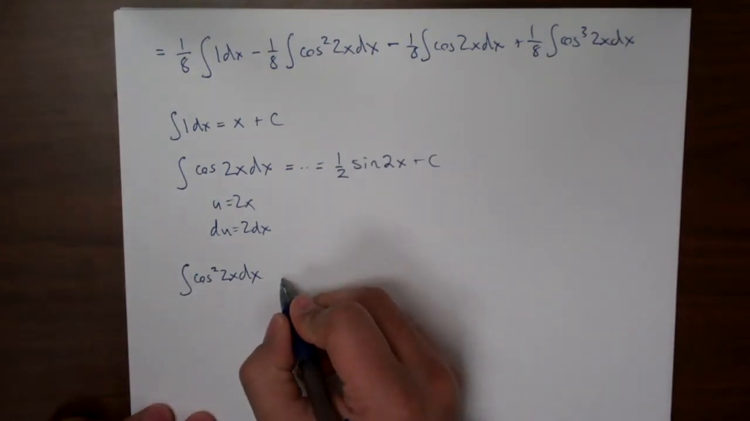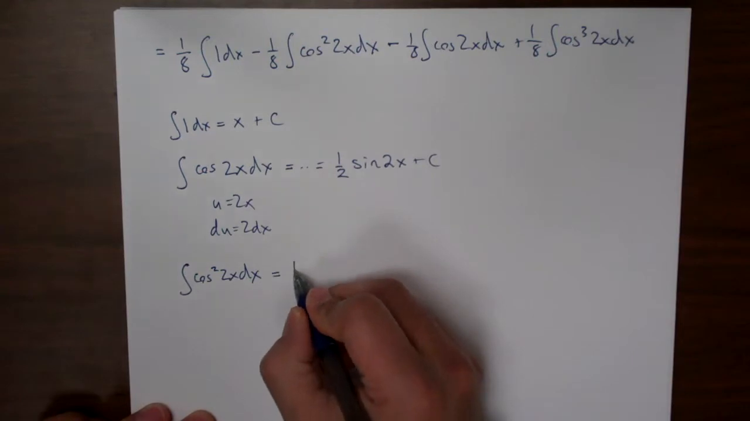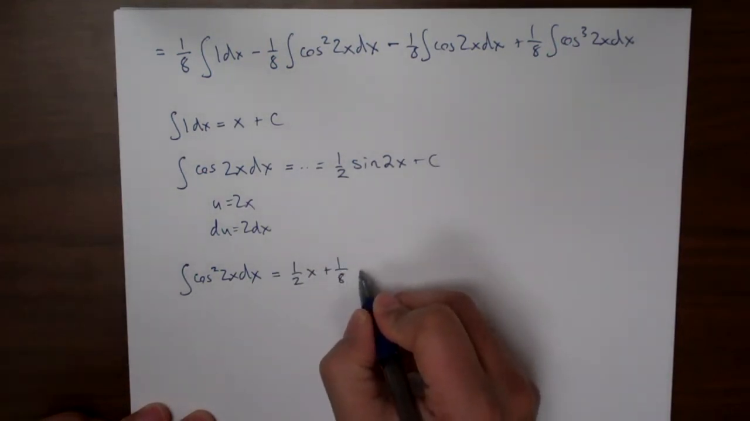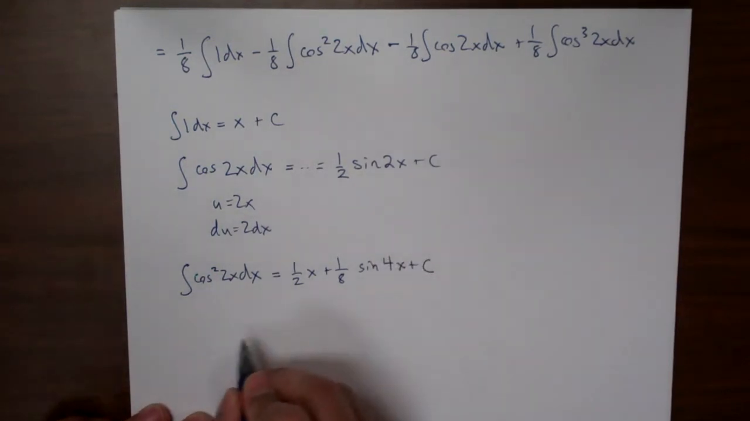Alright, so now we have the cosine squared of 2x. The integral of that ends up being 1/2 x plus 1/8 of the sine of 4x plus c.